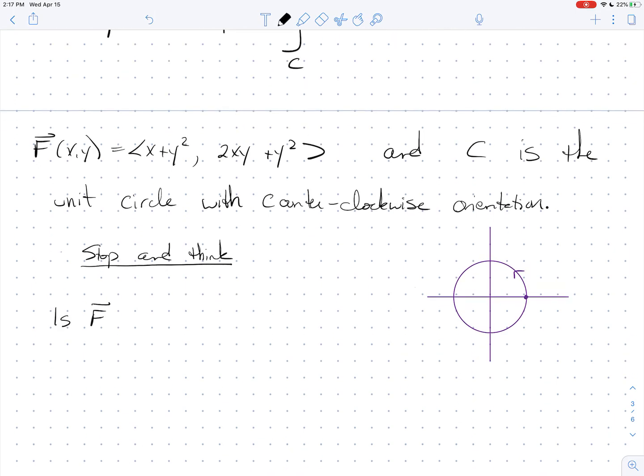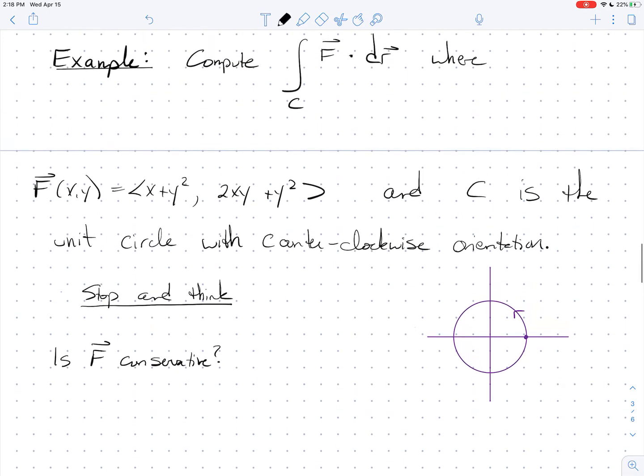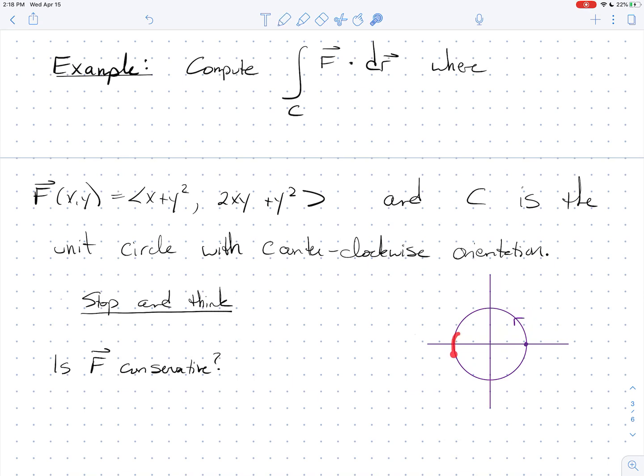So let's ask that. Is F conservative? One way is just to produce the potential function. But if you saw what I'm seeing, C is closed, hint, hint, then I don't actually need the potential function. I know what the answer is. All I need to know is, is F conservative? If it is, then I know the answer. So let's write down the first component function of F: P equals x plus y squared. The second component function is Q equals 2xy plus y squared.